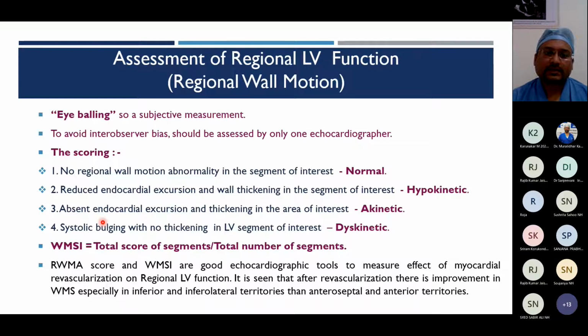Reduced endocardial excursion and wall thickening in the segment of interest is hypokinetic. Absent endocardial excursion and thickening in the area of interest is akinetic. Systolic bulging with no thickening of the LV segment of interest is dyskinetic.